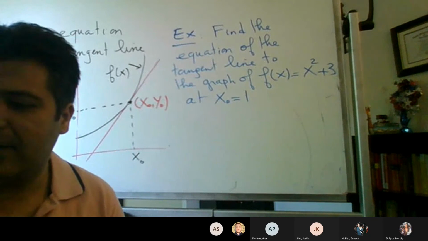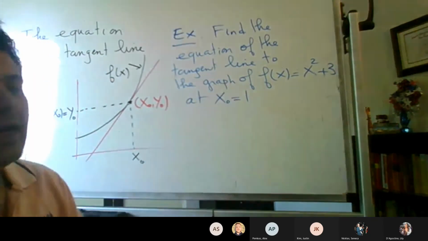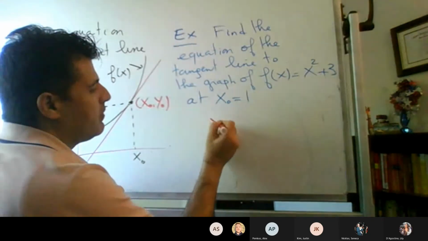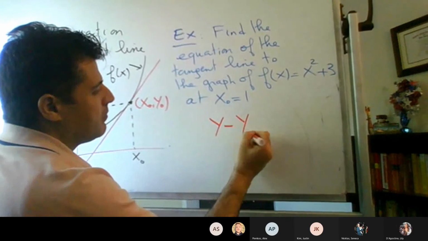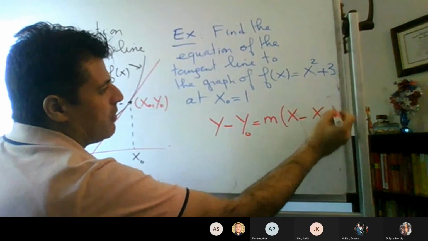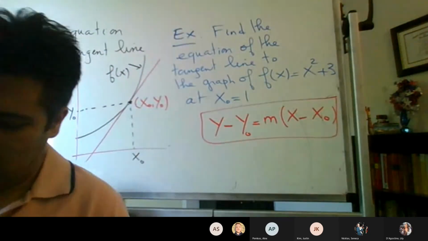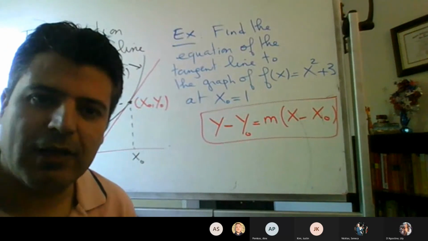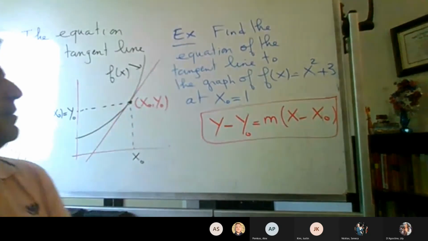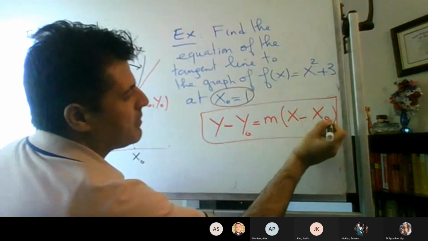Yeah, so now let's write the equation. The formula is y minus y0 equals m times x minus x0. This is our formula. Now all we have to do is to find m and y0, and that's it. What is x0 here? x0 is 1, it's given. So I just replace x0 by 1.